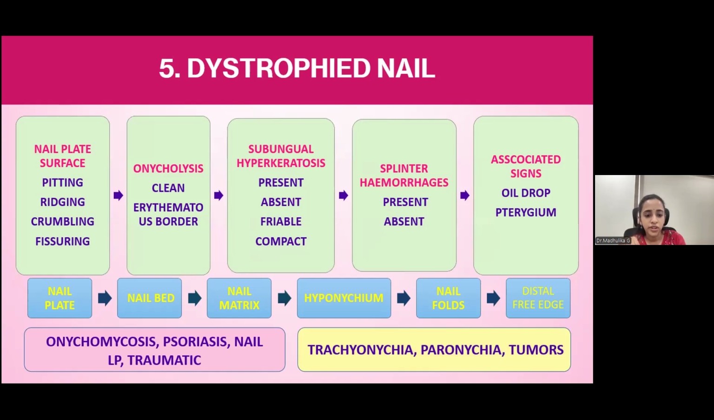So if it is a dystrophic nail, again, it could be infections, inflammations, tumors, etc. Again, you look at the nail plate surface, you see if there is any pitting, ridging, crumbling, fissuring. And you look at if there is any onycholysis, and if at all there is an onycholytic border. Is it clean? Does it have erythema surrounding it? And look at the subungual hyperkeratosis. Is the hyperkeratosis friable? Is it compact? Is it present? Is it not present? Splinter hemorrhages. So are they present or not present? Oil drop sign, pterygium, these are certain specific signs, like with psoriasis or with lichen planus, you see them. Next.